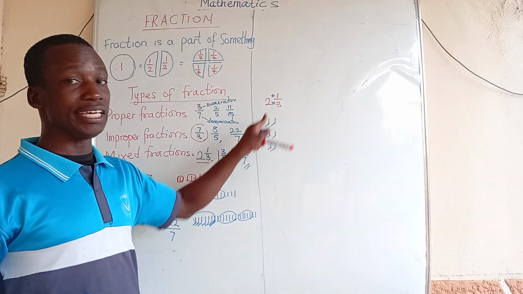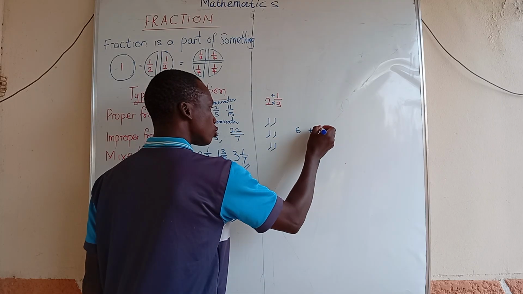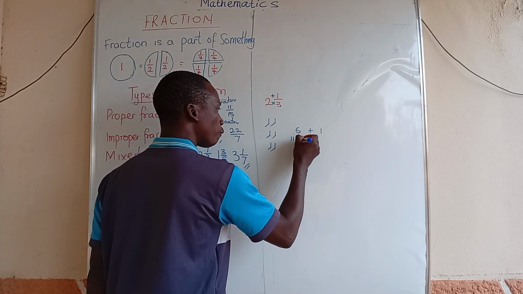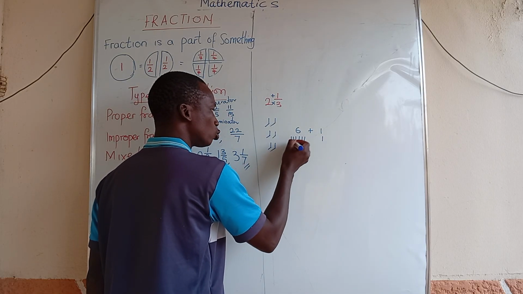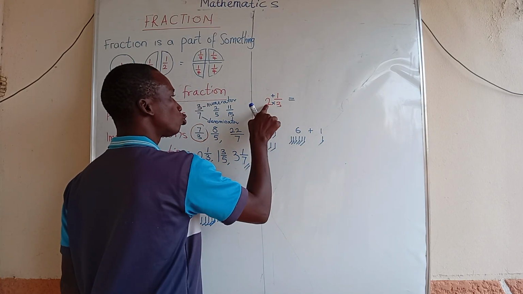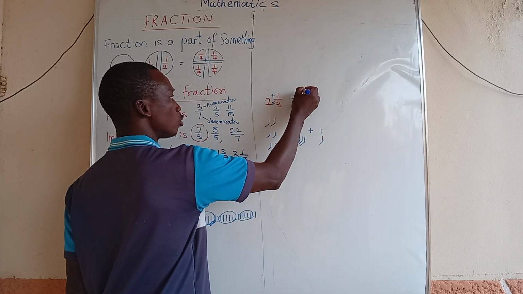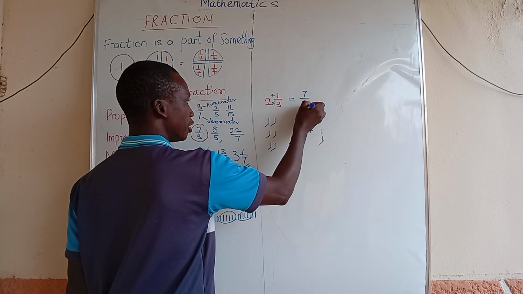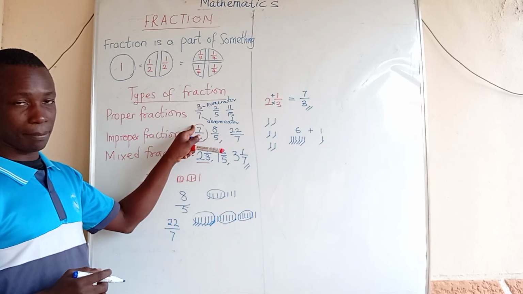So 2 times 3 is 6. Then you add 1. That is 6 plus 1. You count 6, 1, 2, 3, 4, 5, 6, plus 1, you count 1, and then you count them together. 1, 2, 3, 4, 5, 6, 7. So 2 times 3 plus 1 equals to what? 7 over then your denominator, which is 3. So you will discover that from here we arrive at the answer back.